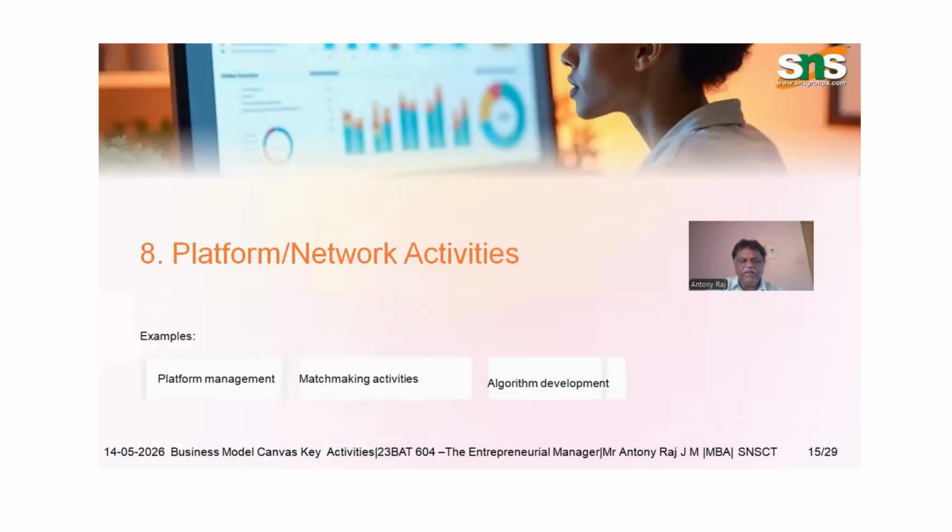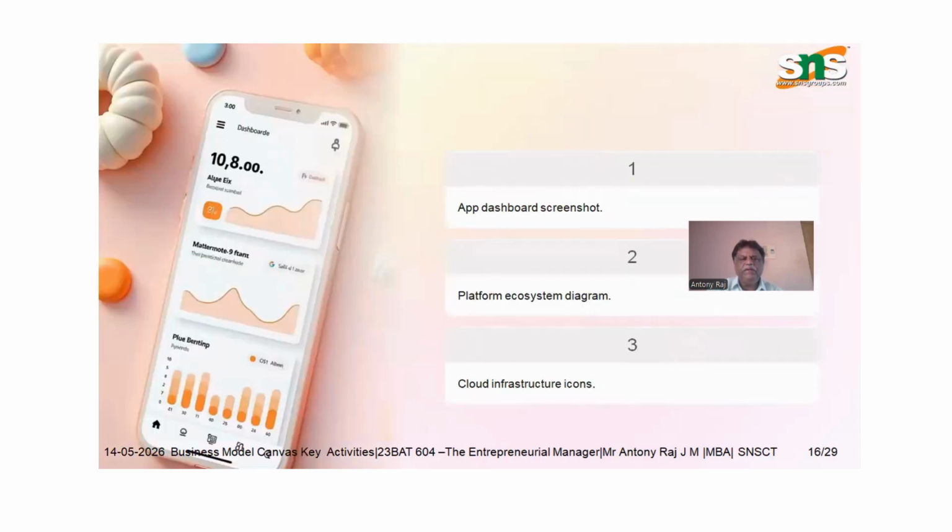The third category is the platform and network activities. Today we are in the age of AI, so it is completely driven by AI. We're going to talk about platform management, the development of algorithms, and matchmaking activities. These also come under platform network activities. This is an example of platform development activities, where we talk about an app. This is a simple example of a dashboard, and it helps your business. This is a very important key activity which has to be done.